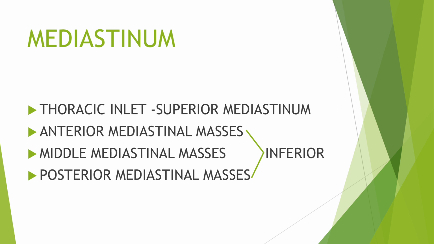We are going to divide the mediastinum into the thoracic inlet, which is also known as the superior mediastinum, and the inferior mediastinum, which is composed of the anterior mediastinum, the middle mediastinum, and the posterior mediastinum. So we are going to discuss the different masses that can be found in these areas.